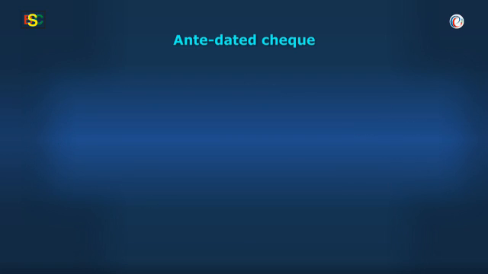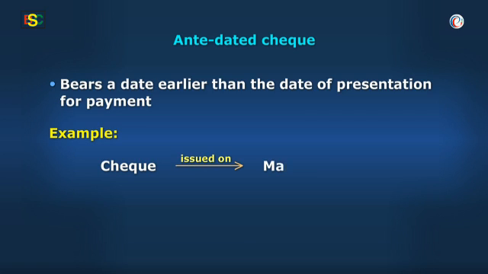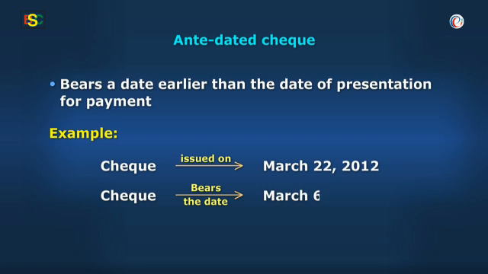Antedated checks. Such a check bears a date earlier than the date of presentation for payment. For example, a check that is issued on 22nd March 2012 may bear the date 6th of March 2012.